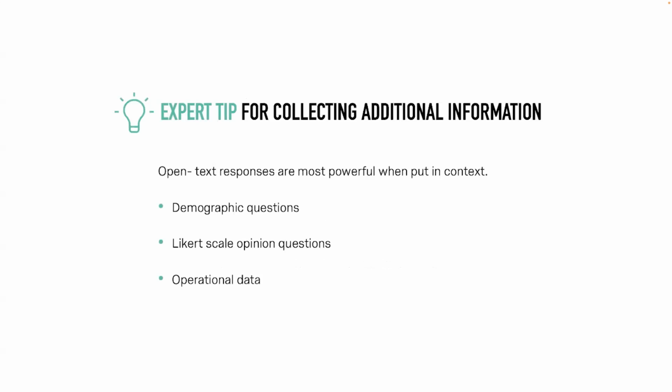Another expert tip for collecting additional information is that open text responses are most powerful when they're put into context. Asking demographic questions, a Likert scale opinion question, and additional operational data can give meaning to your text responses. For example, let's say you're distributing a survey at Weill Cornell Medicine and you want to find out how people feel about early morning meetings. You might also ask, what department do you work for? Are you a student or faculty? Where is your primary work or study location?